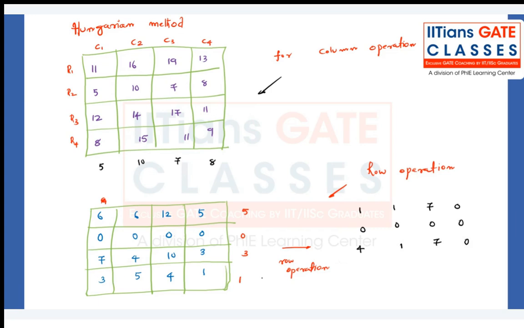Now let's go to this one. Deduct 1 from the last row: 2, 4, 3, 1. Now you just draw the column.